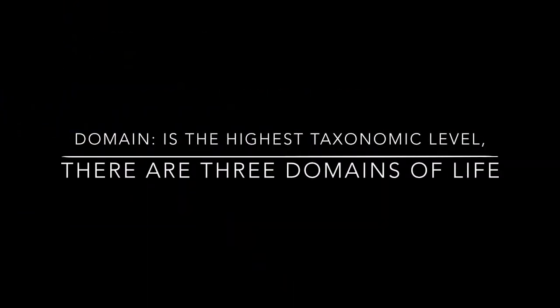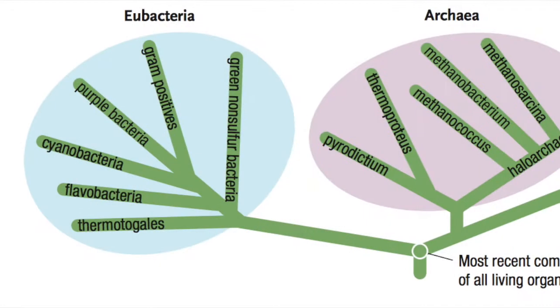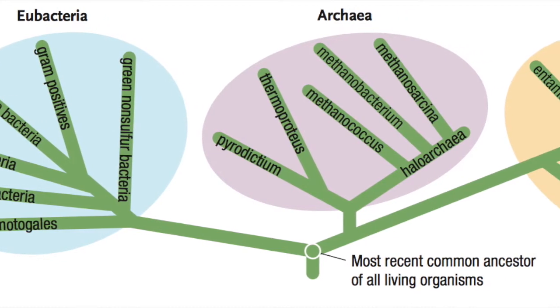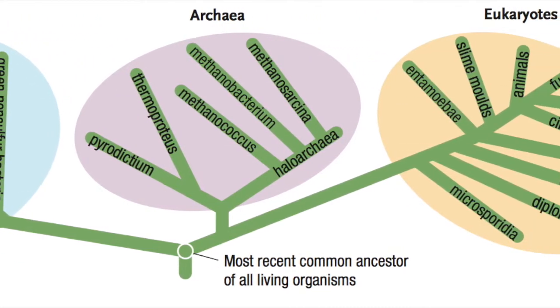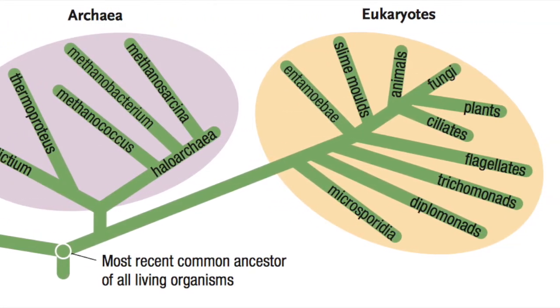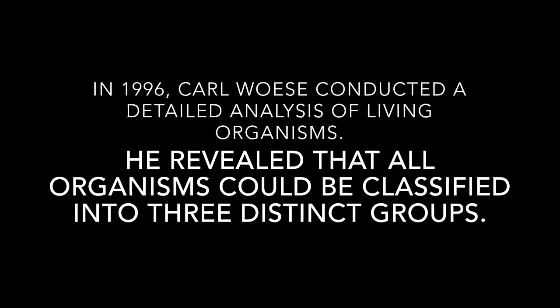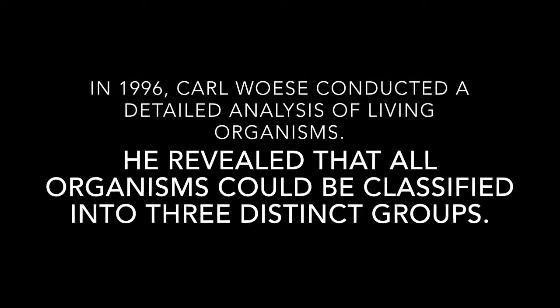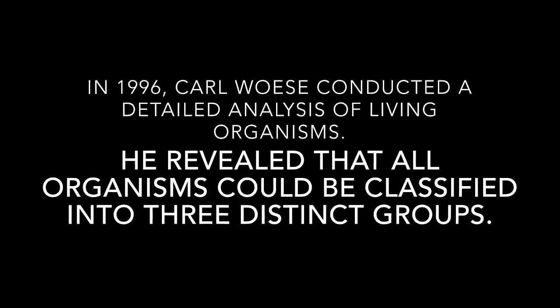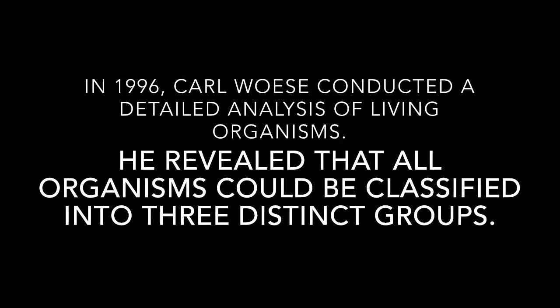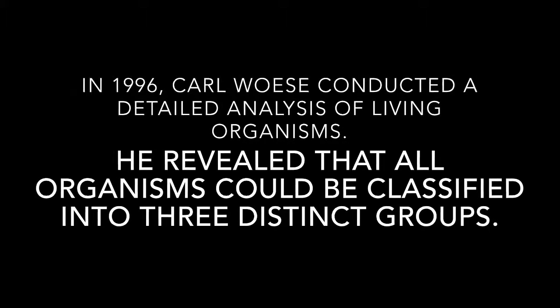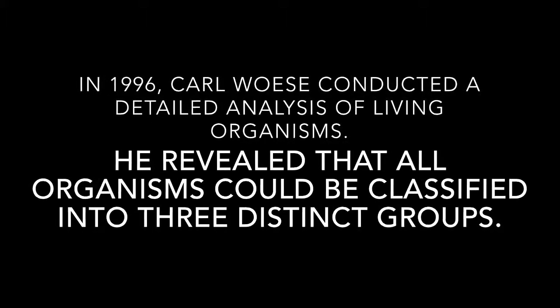Domain is the highest taxonomic level. There are 3 domains of life: Eubacteria, Archaea, and Eukaryotes. In 1990, Carl Woese conducted a detailed analysis of living organisms. He revealed that all organisms could be classified into 3 distinct groups.